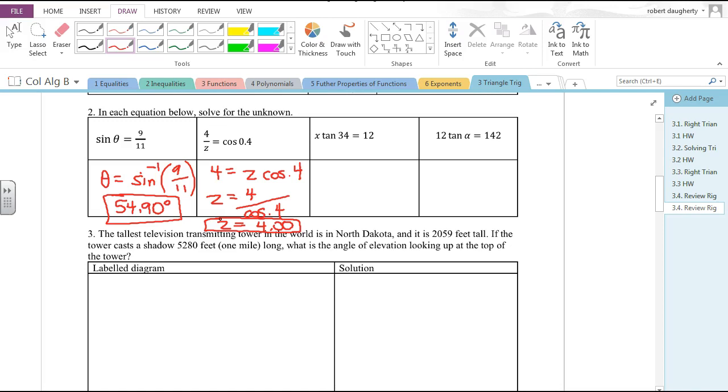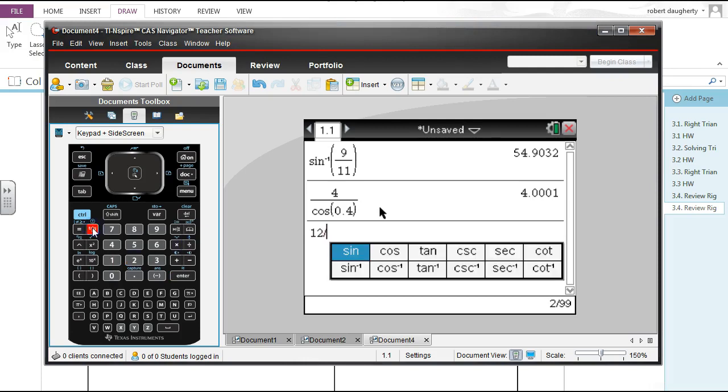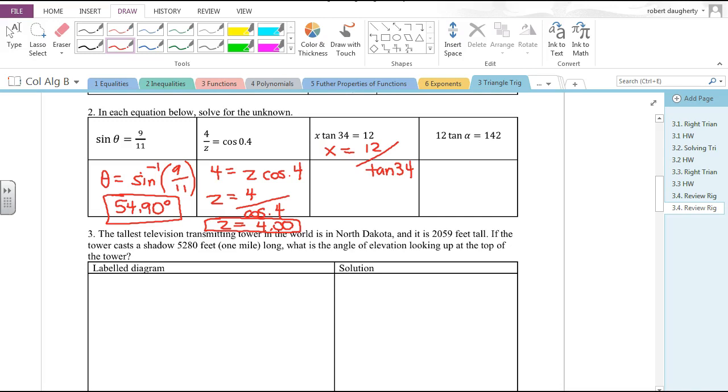x times the tangent of 34 is equal to 12. This means that x is equal to 12 divided by the tangent of 34. Again, straight to my calculator. 12 divided by the tangent of 34, and that is 17.79. So x is 17.79.